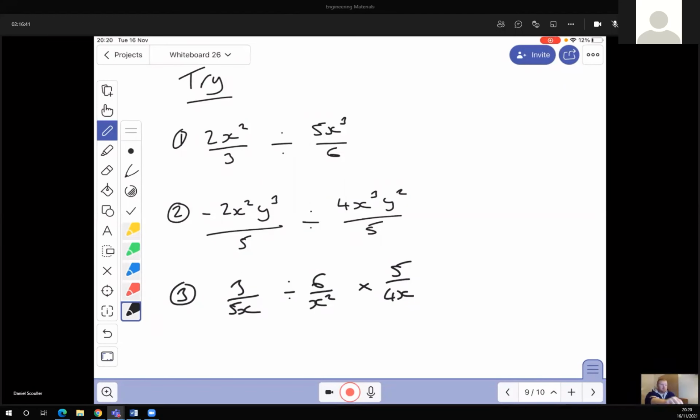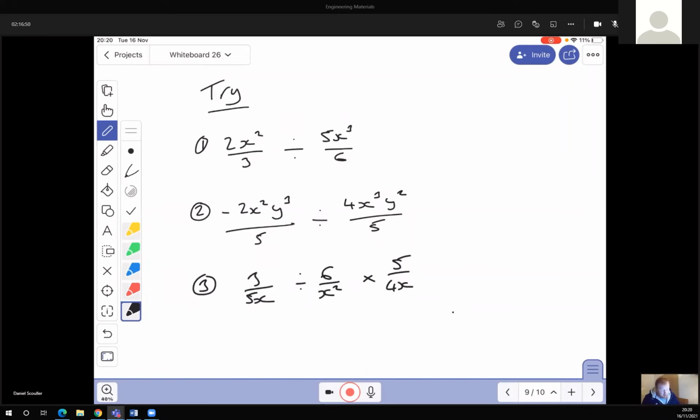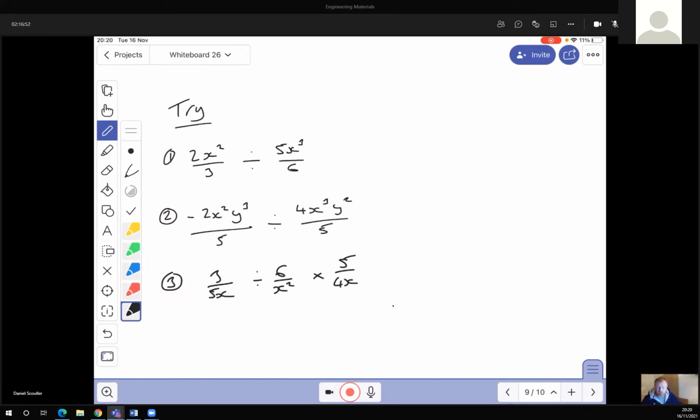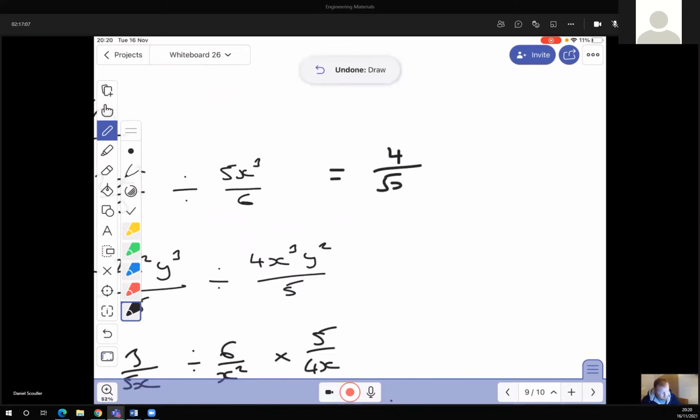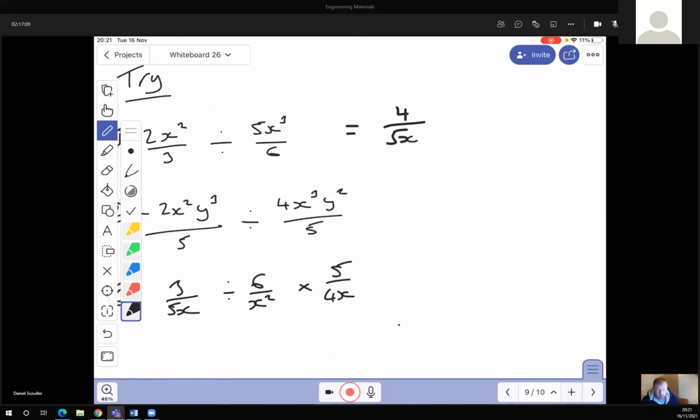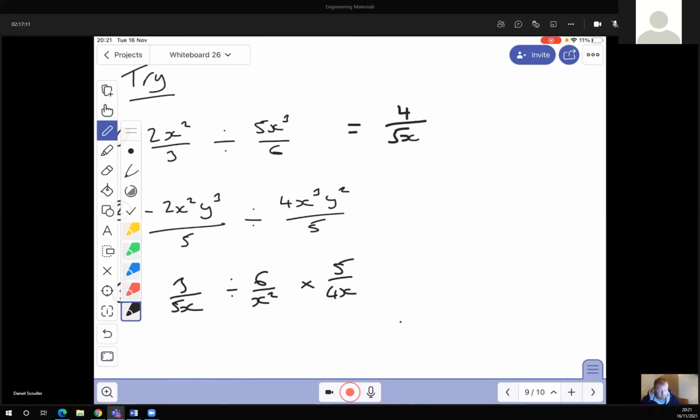Okay, guys. Hopefully that didn't throw you too much with that bottom one. Very rare you'd see something like that, but there's nothing to say it wouldn't come up. I'll just put the answers up and shout out if any explanation is required. So the first one I got 4 over 5x.